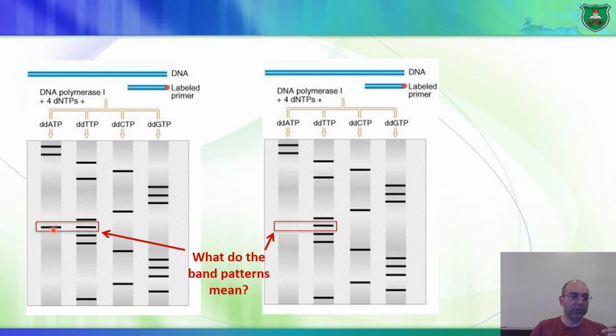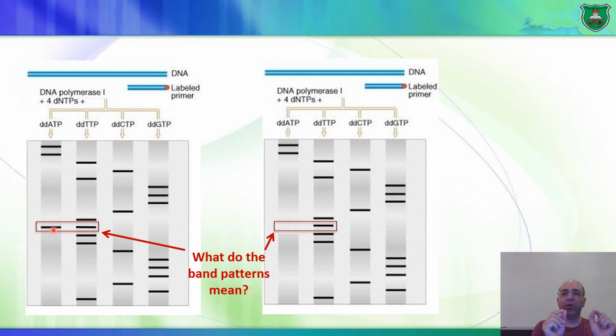So the newly synthesized DNA: A, T, T, G, G, C, C, then A. They would be exactly the same, except that there are genetic variants. There are differences in DNA sequences among individuals.